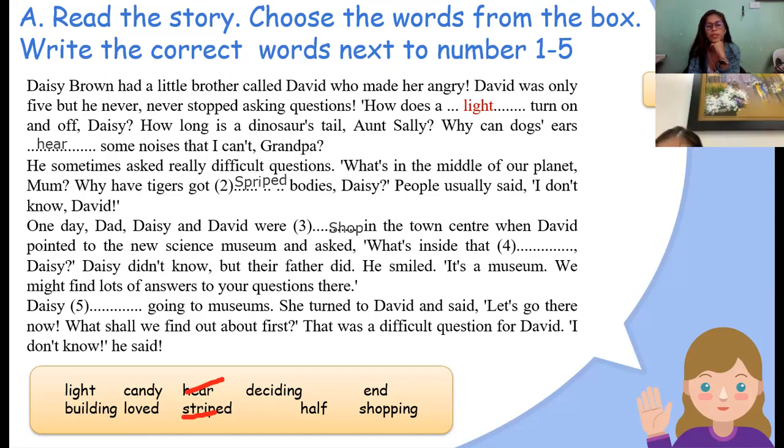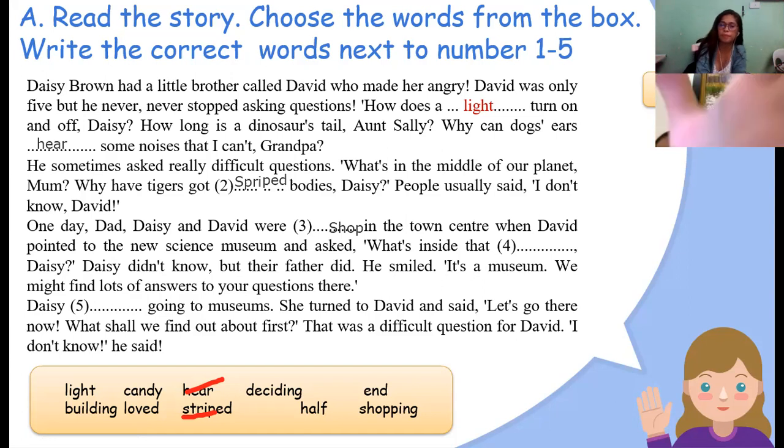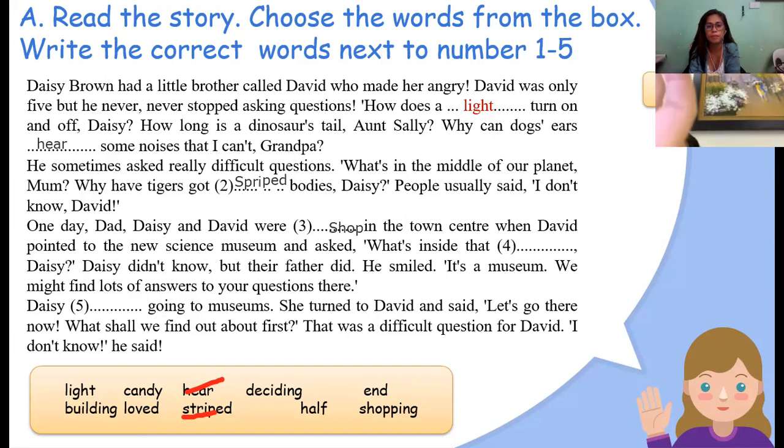Okay. One day, Dad, Daisy, and David were blank in the town center when David pointed to the new science museum and asked. Okay, very good.